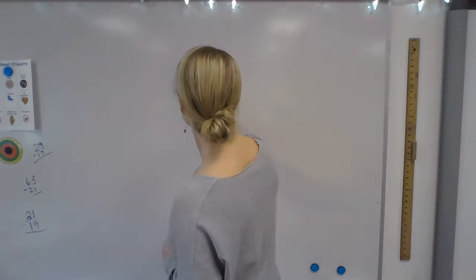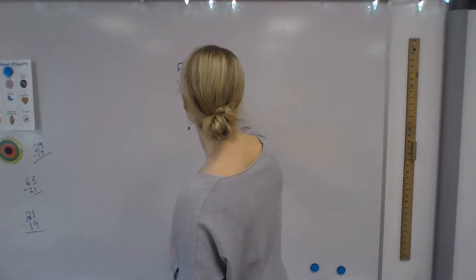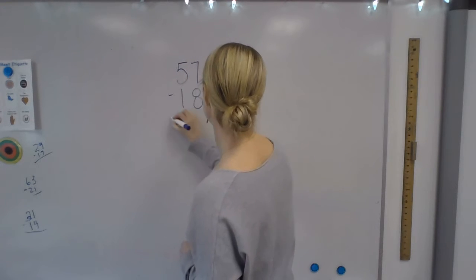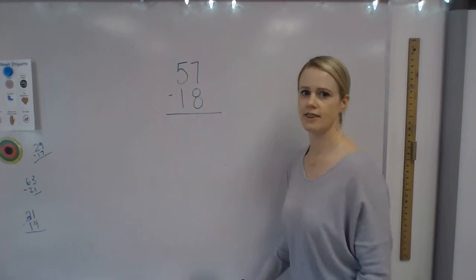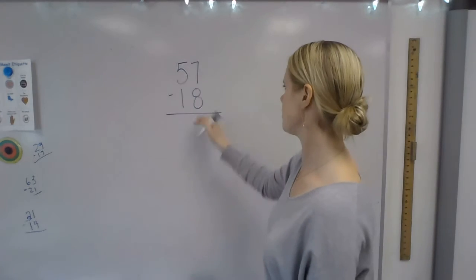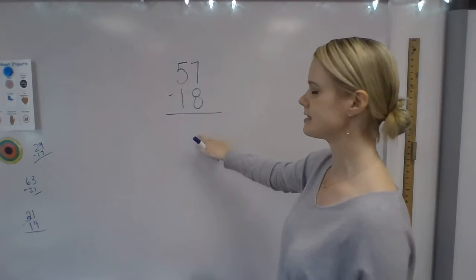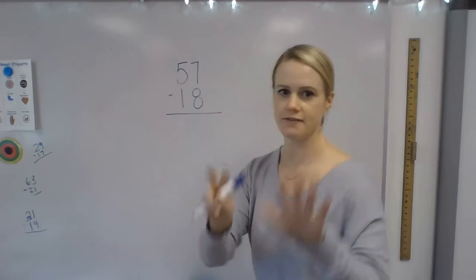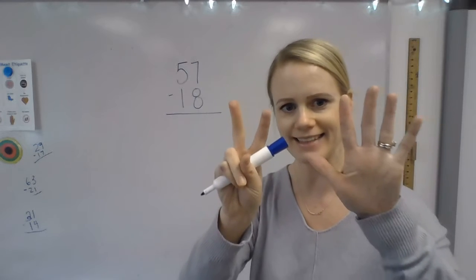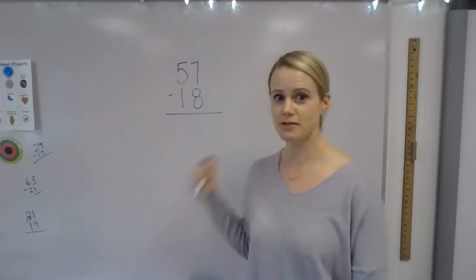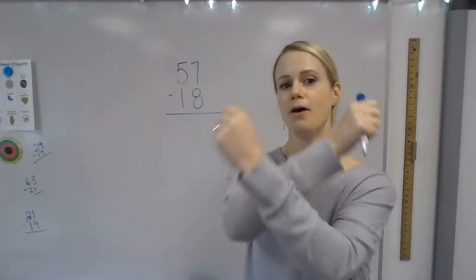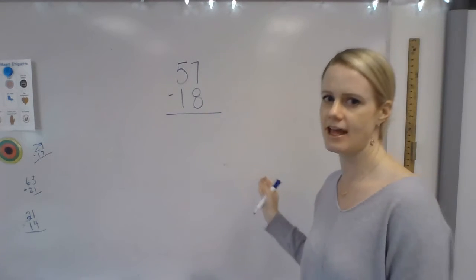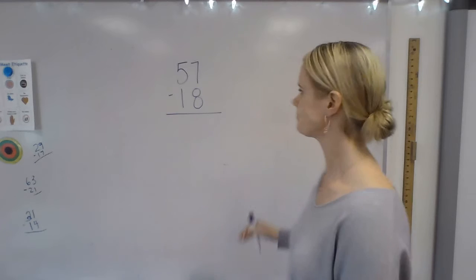Okay, so let's do another one. 57 minus 18. Okay, we start in the ones column. 7 minus 8 is, don't say 1. Don't say 1. Because if you have 7, you can't take away 8. Okay, so if the number on the top is smaller, we say not possible. If 7 minus 8 is not possible, then you go over and borrow.